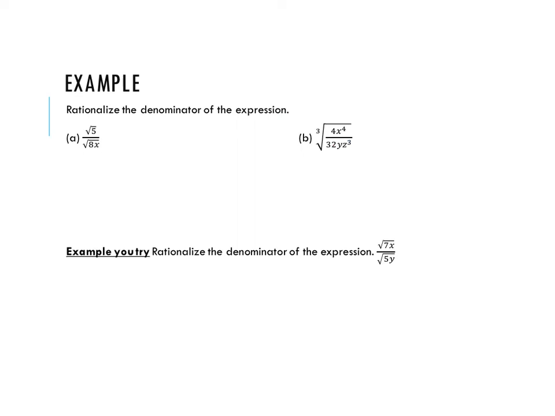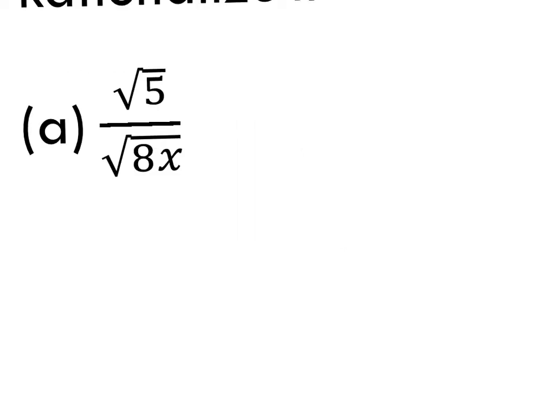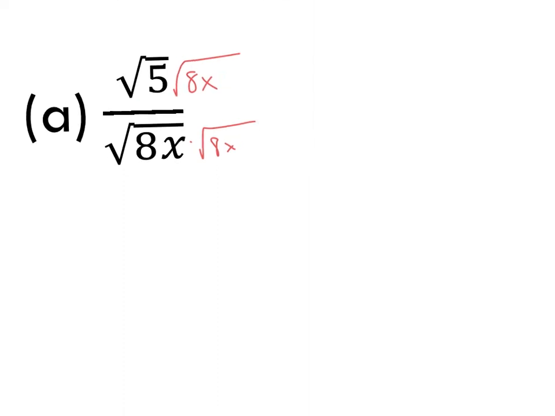In our next type of problem, we're going to rationalize each denominator of the expression. So if we look at letter A, notice we have the square root of 8x in the denominator of our fraction. So in order to make that a perfect square, I'm going to multiply the top and bottom by the square root of 8x. Our numerator is now the square root of 40x, and our denominator is just 8x.